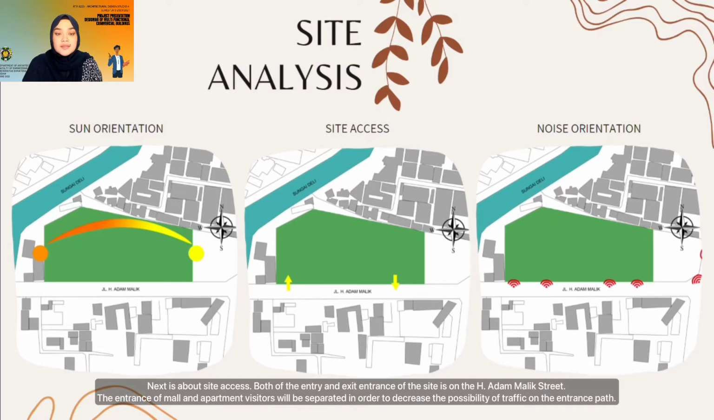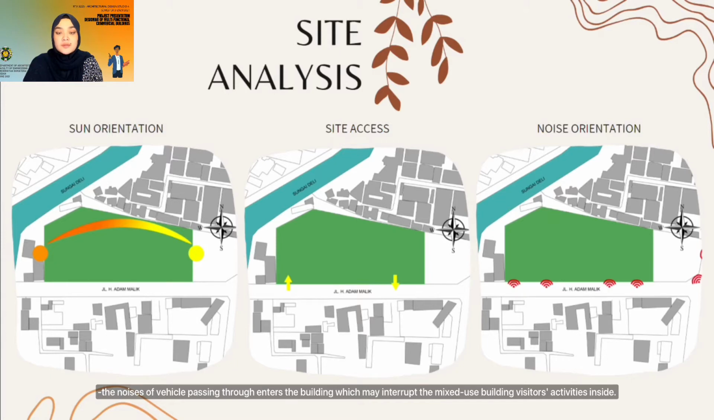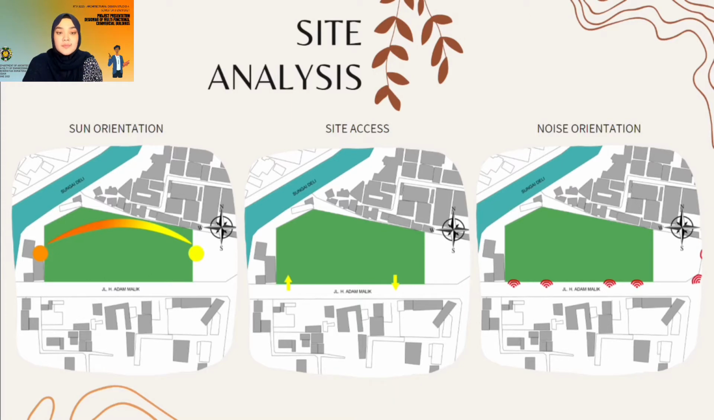Next is about site access. Both the entry and the exit of the site are on Adam Malik Street. The entrances for mall and apartment visitors will be separated in order to decrease the possibility of traffic on the entrance path. And for the noise orientation, the main source of noise entering the site is the sound of vehicles passing through Adam Malik and Yosudarso Street. Because the site is located beside the main road, the noise of passing vehicles could enter the building, which may interrupt the mixed-use building visitors' activities inside.